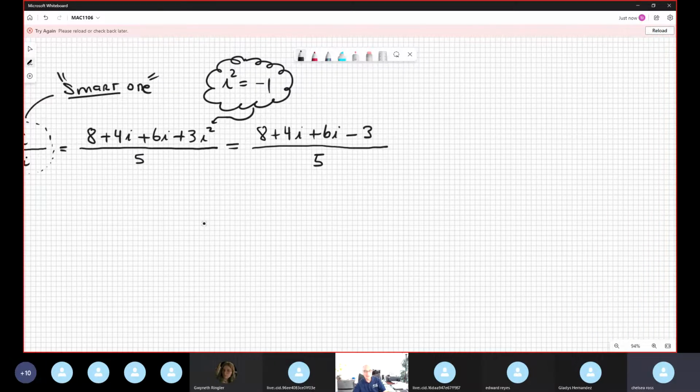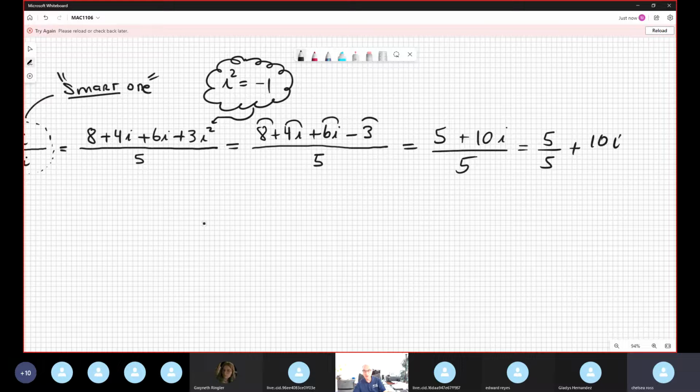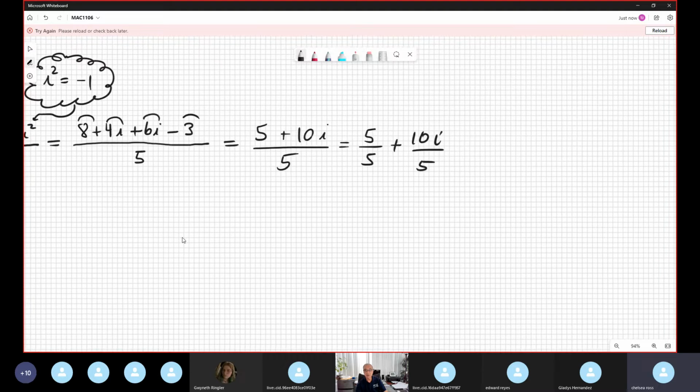8 minus 3 is 5. And 4i and 6i is 10i. Divided by 5. But this 5 is a real number, so you can split like that: 5 over 5 plus 10i over 5. 5 divided by 5 is 1, and 10 divided by 5 is 2. And the final beautiful answer is 1 plus 2i. In the story, division. Do you see this or not?